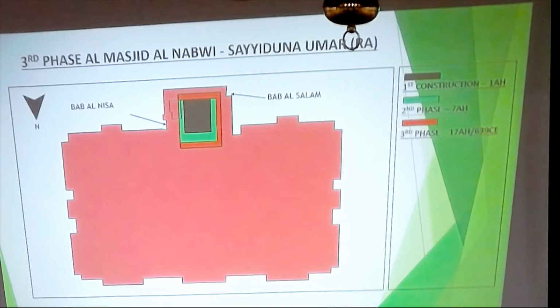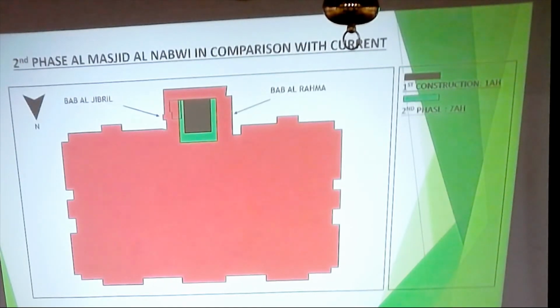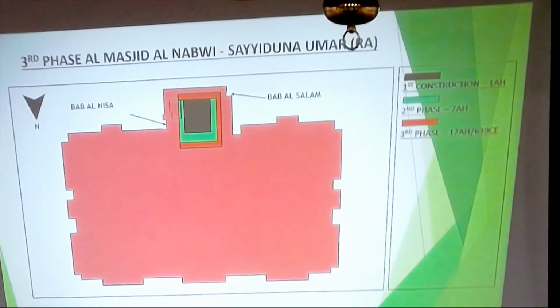Besides that, if you look at the previous construction, there were only 2 doors. One was the Babul Jibreel and Babul Rahma on the opposite side. Sayyidina Umar radiallahu anhu had these 2 doors installed. And Babul Nisa, the door for the women, was exclusive for the women to enter through and will lead to the quarters where the women would perform their salat.